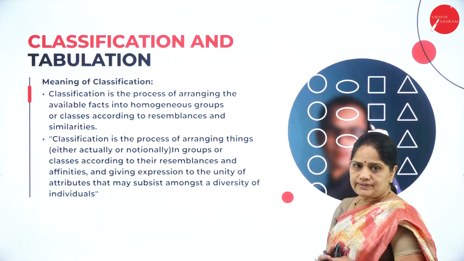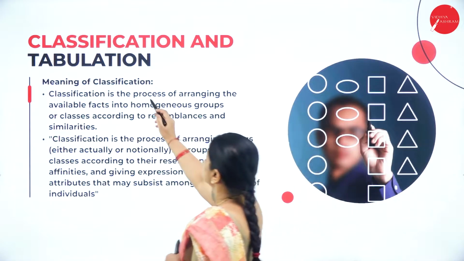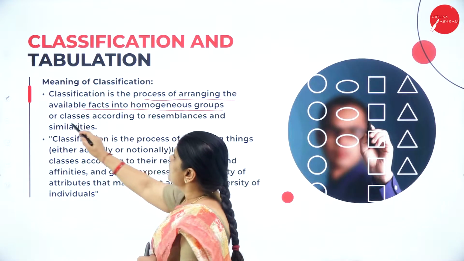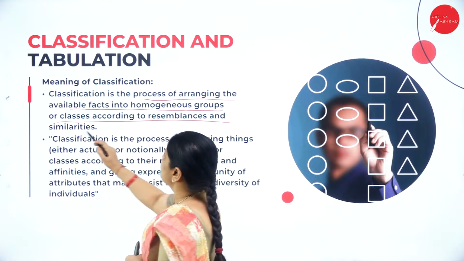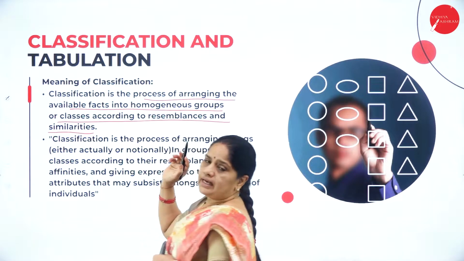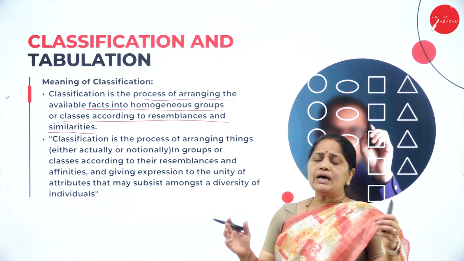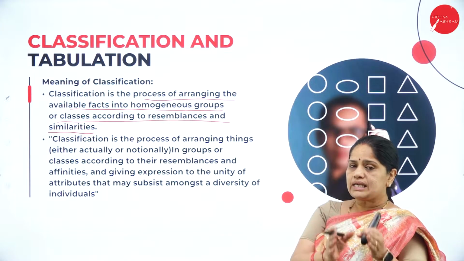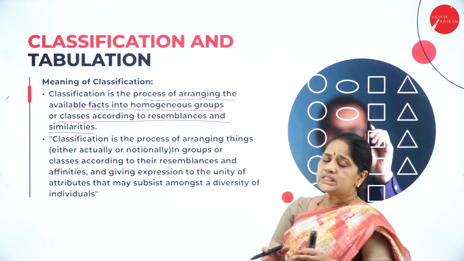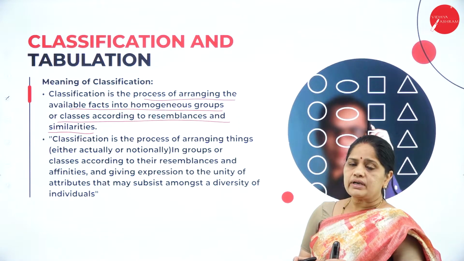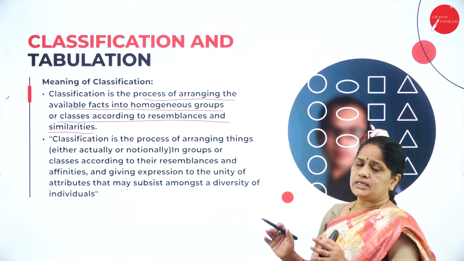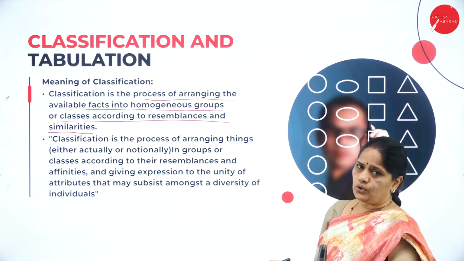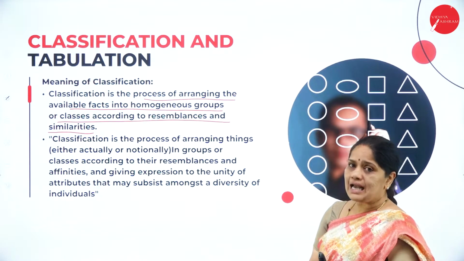Now, the meaning of the word classification. Classification is the process of arranging the available facts into homogeneous groups or classes according to resemblances and similarities. Classification means you are collecting the data, and when you are collecting the data, you try to segregate all those data which are similar, which have resemblance or which are homogeneous. So, similar types of data are grouped into various groups. That is what we mean by classification.